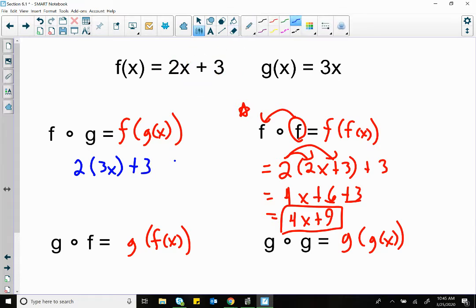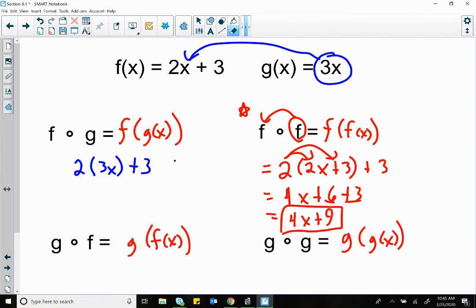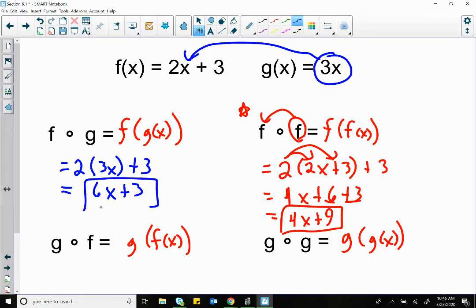Because in this one, this was our first function, and we're going to plug it in right there. That's what they wanted. So now you just do a little bit of cleanup, like I said. Do a little bit of multiplying. 2 times 3x is 6x plus 3. And there you have the answer for f of g. It really is that easy, I promise you.